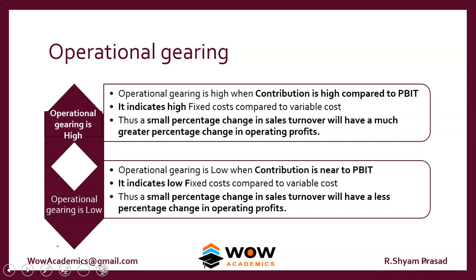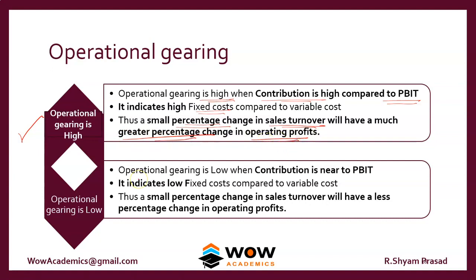So now we'll move to operational gearing. Operational gearing just indicates how much of finance cost you have. Operational gearing is high when contribution is high compared to the PBIT. It indicates a high fixed cost, and thus a small change in sales turnover will have a greater percentage change in operating profit. We'll look at an example.